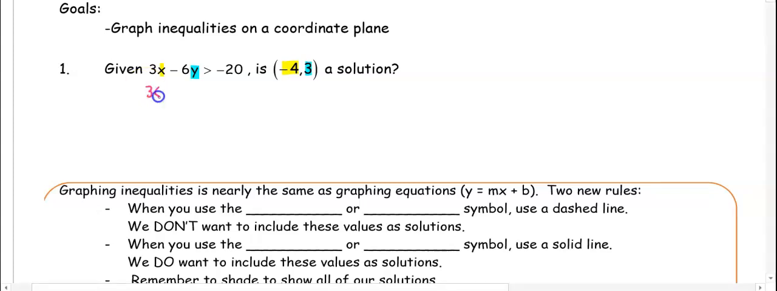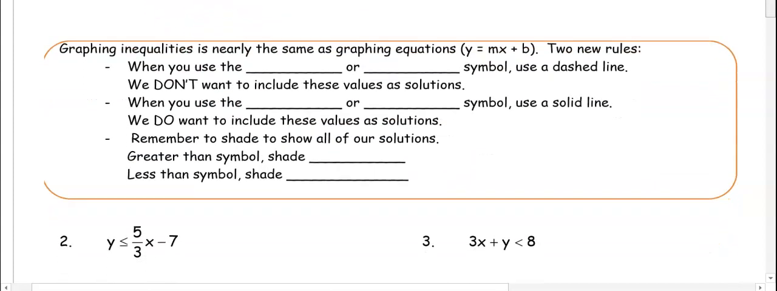we have 3 times negative 4 minus 6 times 3 is greater than negative 20. So we would get negative 12 minus 18 is greater than negative 20. Negative 30 is not greater than negative 20. So is this a solution? No. So we are going to graph inequalities.